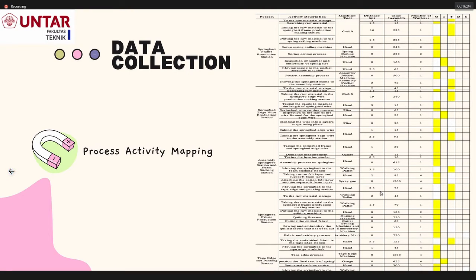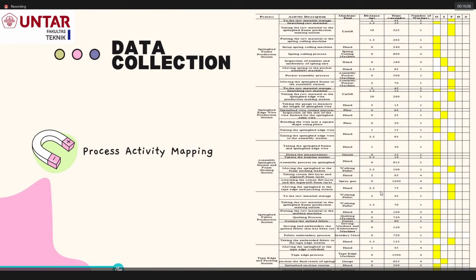As you can see in the table, the total distance is 84.5 meters and the total time is 9,410 seconds, while the total number of operations is 26 and the total number of inspections is 3. The total number of transportations is 11, the total number of delays is 0, and finally the total number of storages is 1.